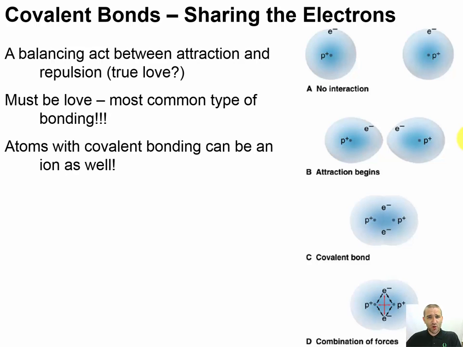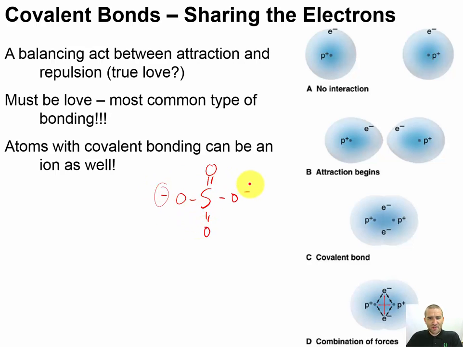Now, atoms with covalent bonding can also be an ion. I want to remind you of that. We can have our polyatomic ions. The inside of that polyatomic ion, I'll just draw one of them really quickly. And no, you wouldn't know this one yet, but it's coming soon. This is the sulfate ion. It's one of the ones that we do have to memorize, but you won't be able to draw the structure of it for some time.